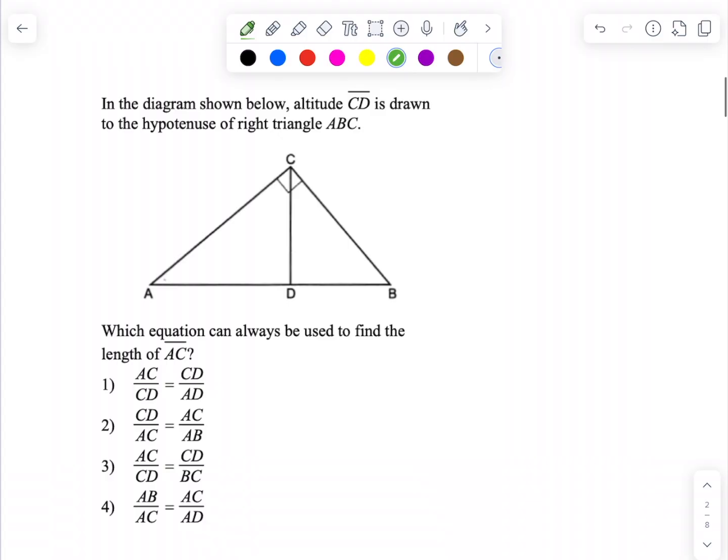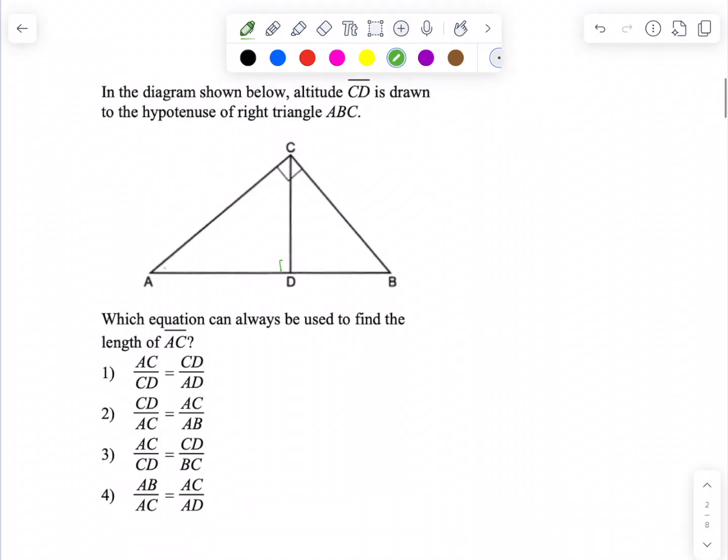Let's see some examples of where we need to use the right triangle altitude theorem in order to solve for missing sides. In the diagram below, altitude CD is drawn to the hypotenuse of right triangle ABC. So I see right triangle ABC, and since CD is drawn to the hypotenuse, it forms a right angle where it intersects the sides. So now it's asking us which equation can be used to find the length of AC.